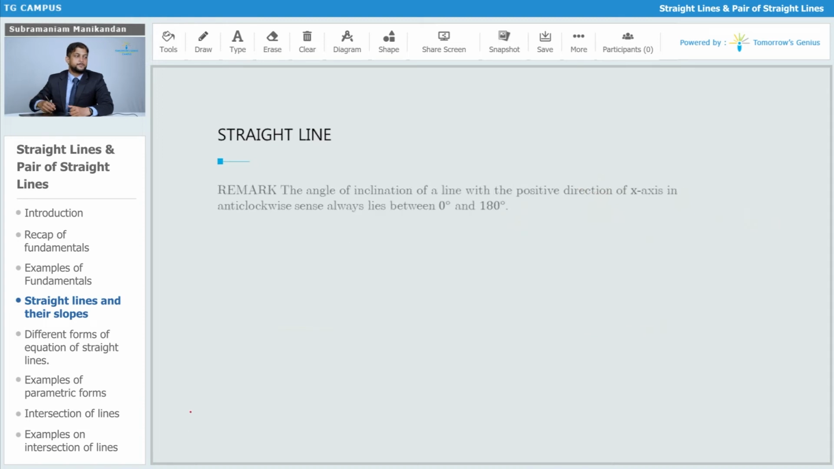And thus, in the counterclockwise sense, the angle of inclination will always lie between 0 and 180 degrees, right? So that is the maximum value which is possible, because if it goes beyond 180 degrees, again, the cycle repeats and you get an acute angle again.